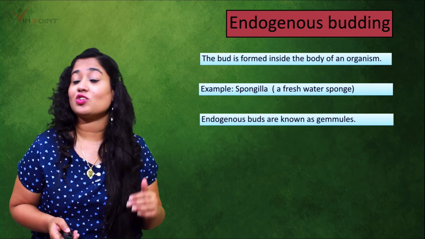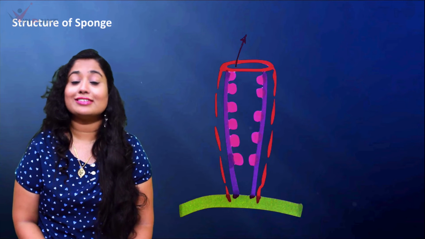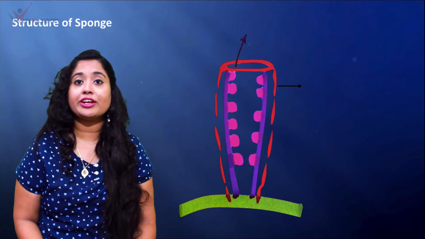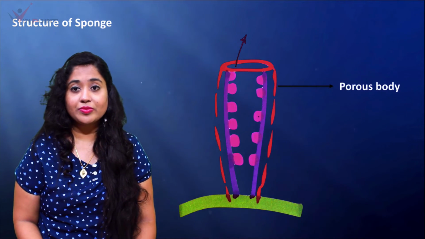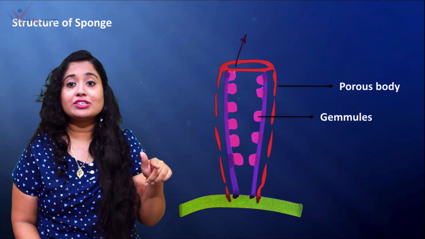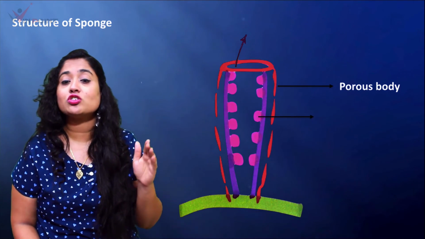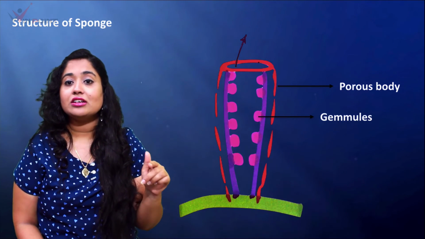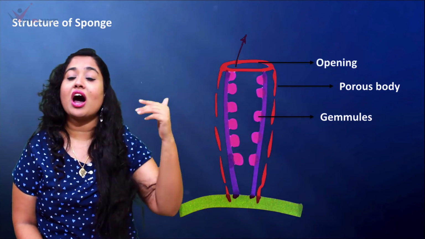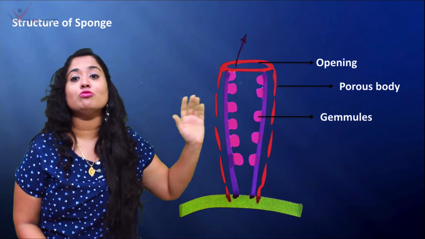Now let's see the structure of Spongilla, that is sponge. It has an outer porous body. Then you can see that the inner body wall is there, which has gemmules. Gemmules are also known as buds. And you can see an opening through which these gemmules will move out to the water surface, and later on it will form a new sponge.